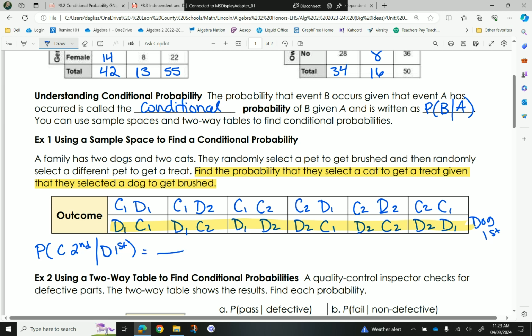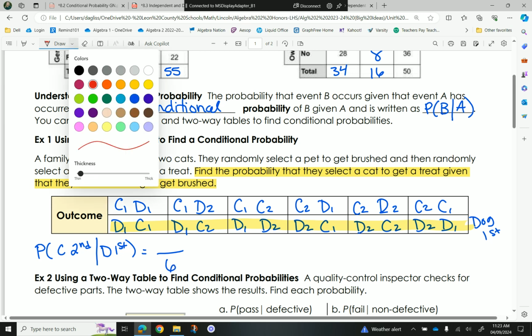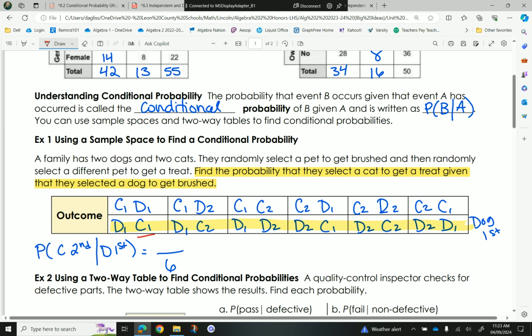So how many times was a dog picked first? There were 6 times. Good. Out of those 6 times, how many times was a cat picked second? 4 of them, right? 1, 2, 3, and 4. Which will give me about 0.667, or we could say about 66.7% chance. If we know a dog has already been picked, there's a 66.7% chance that a cat can get picked next. Makes sense, right? You can't pick the same animal twice. So make sure your math makes sense. When that one animal is gone, aren't 2 of the 3 animals left cats? Our math makes sense.